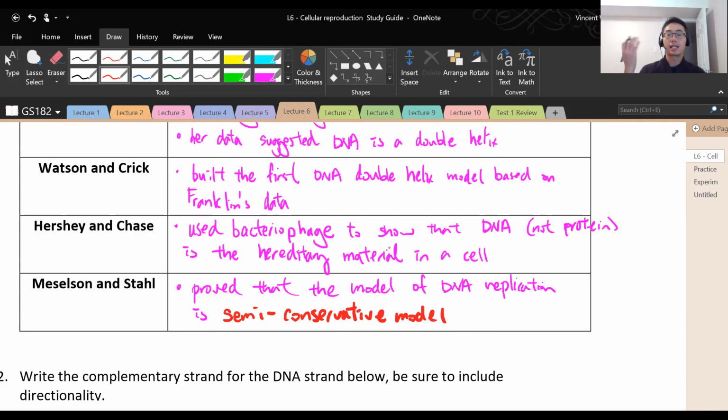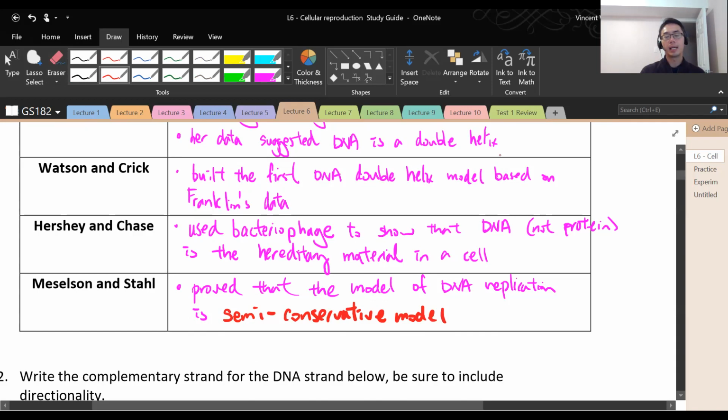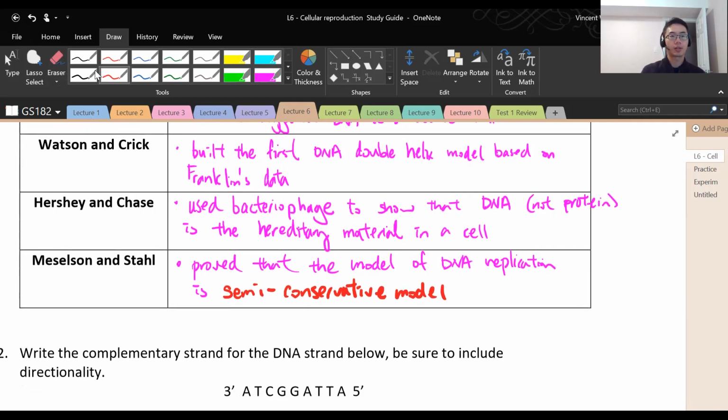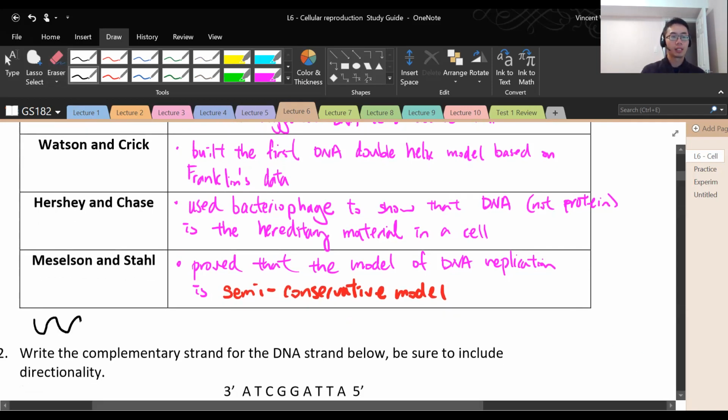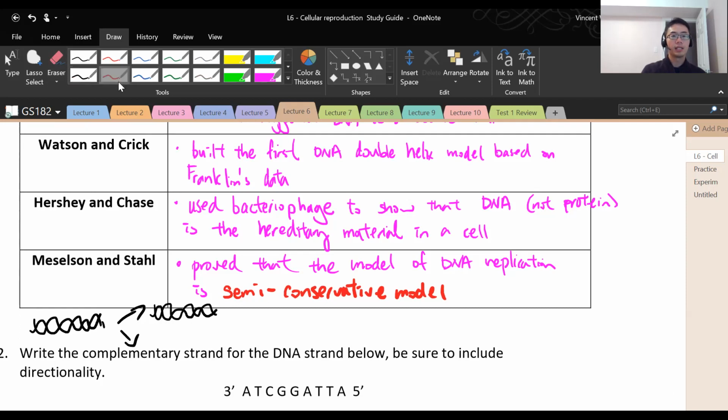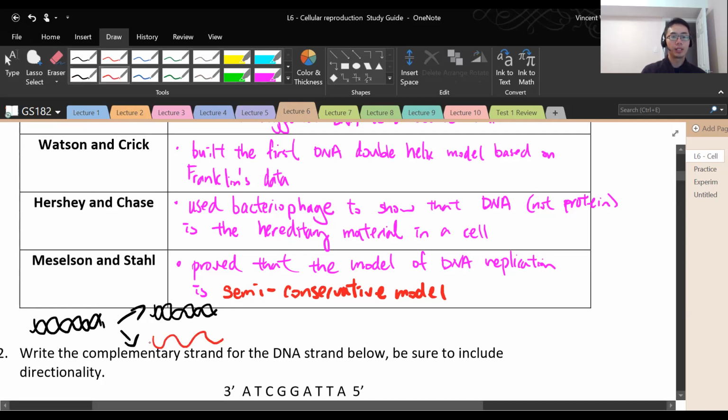That is the conservative model. And in the semi-conservative model, one strand would be completely original material, while the other strand is going to be new material. Okay, so I can draw this out for you. Let's say this is the original DNA. In the conservative model, what you will end up having is one double helix with original material, and then you will have a new double helix that's made up of entirely new material. This is the conservative model.